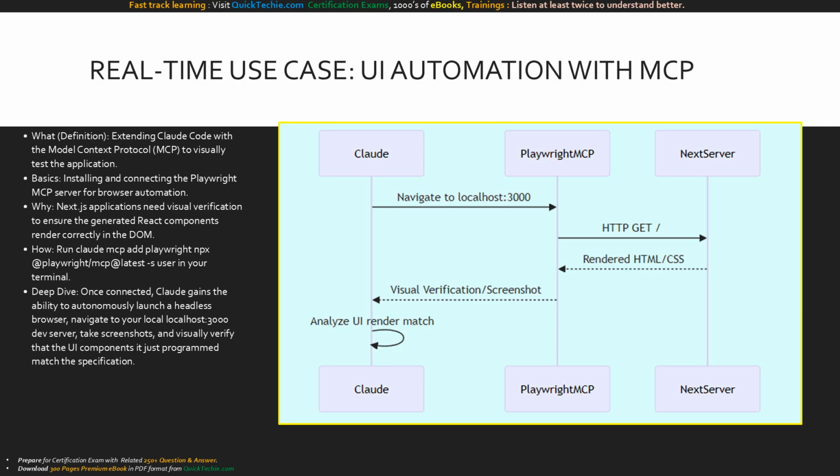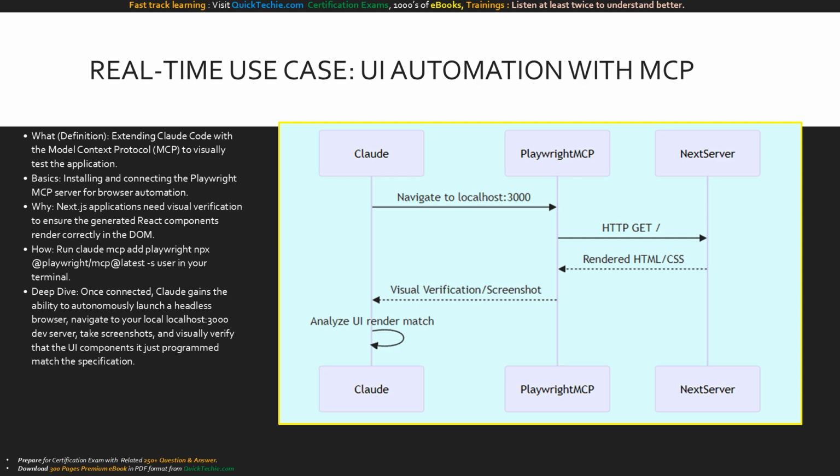Let's look at an incredibly powerful real-time use case, UI automation with MCP. What is MCP? It is the Model Context Protocol, which extends Claude's capabilities to external tools. For our Next.js app, we configure the Playwright MCP server. Why do we need this? Because writing React code is great, but we need to visually verify that it actually renders correctly in the browser.